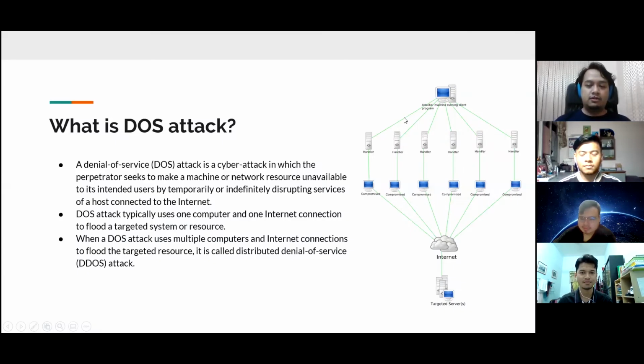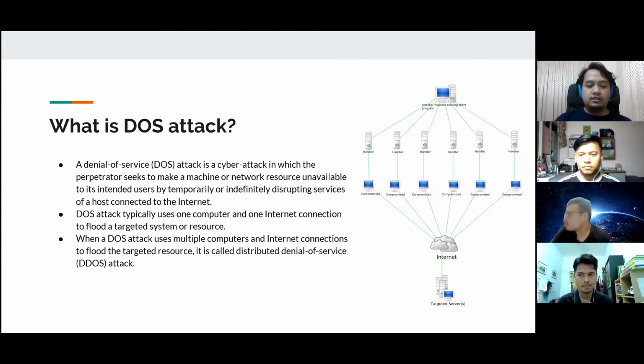So, what is DOS attack? DOS attack is a denial of service attack. It's a cyber attack in which the perpetrator seeks to make a machine or network resource unavailable temporarily or indefinitely, disrupting service of a host connected to the internet. The DOS attack typically uses one computer and one internet connection to flood a targeted system or resource.